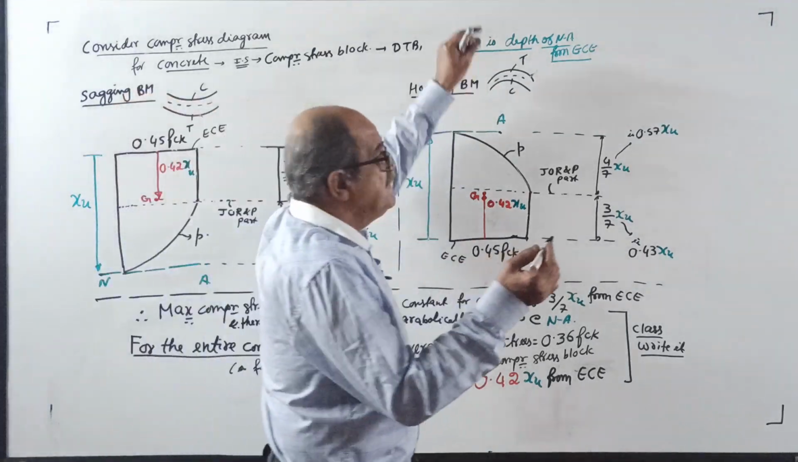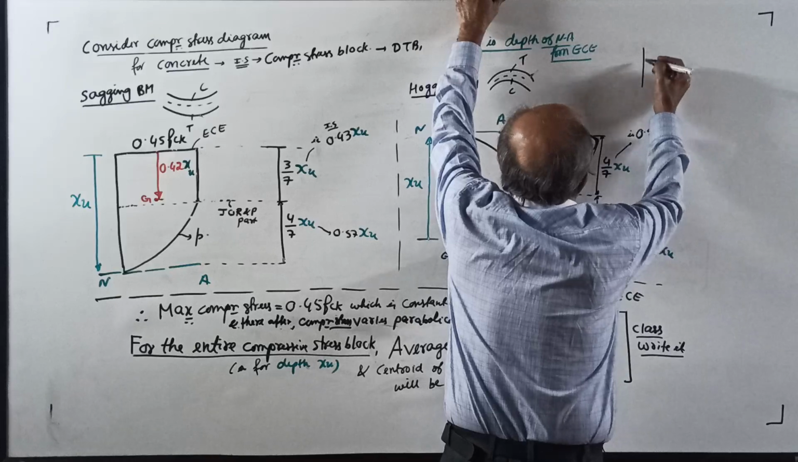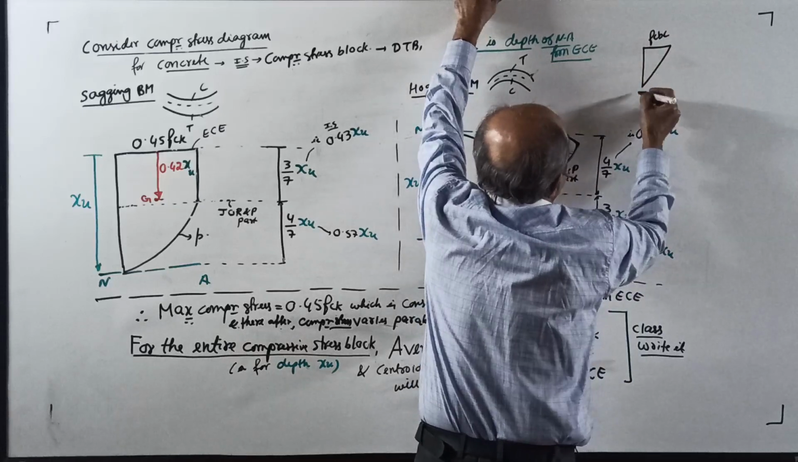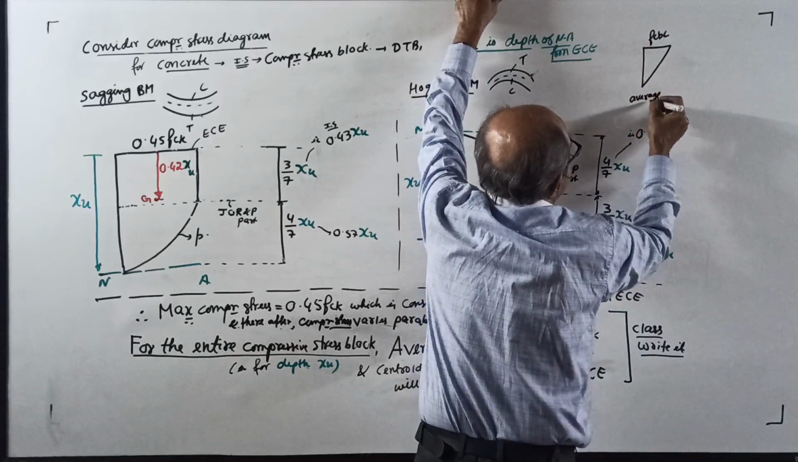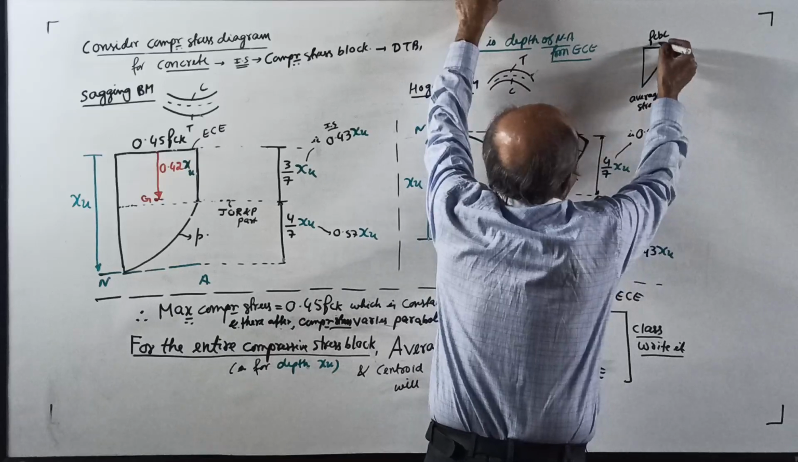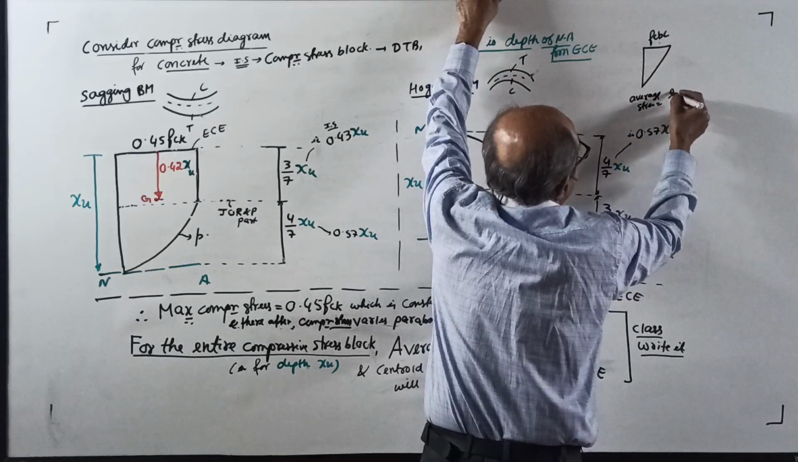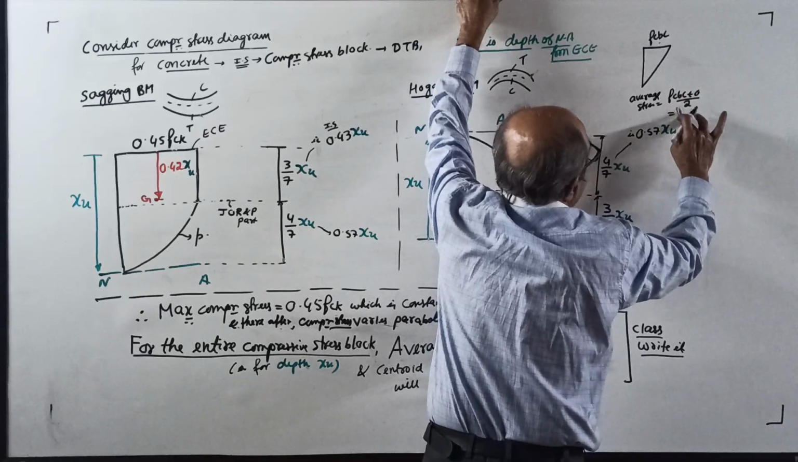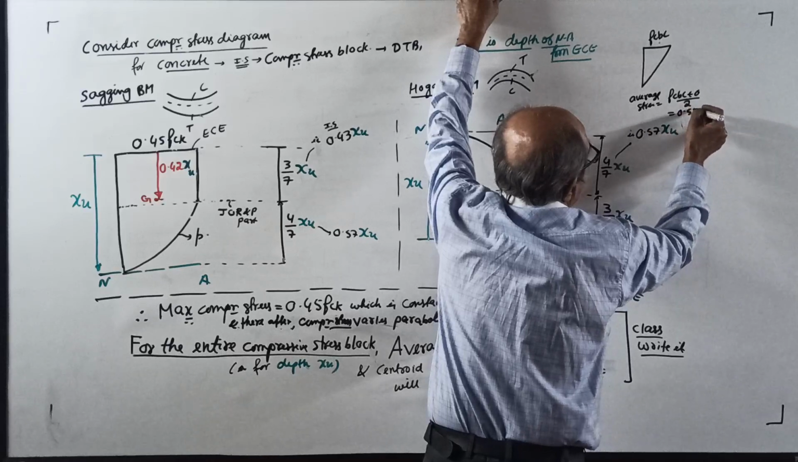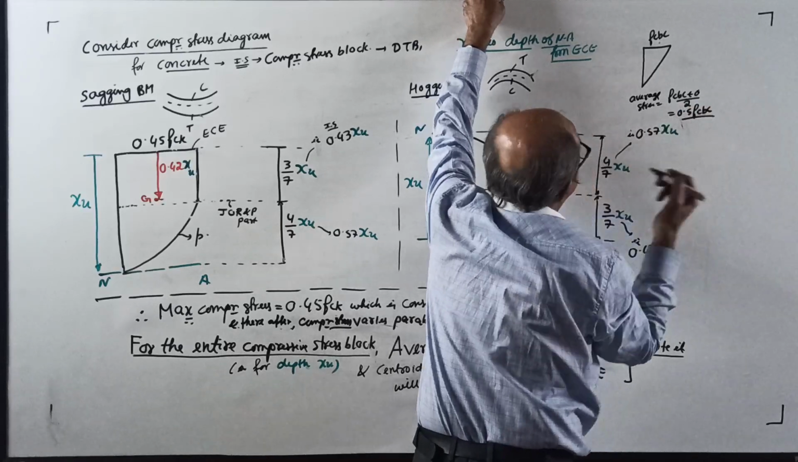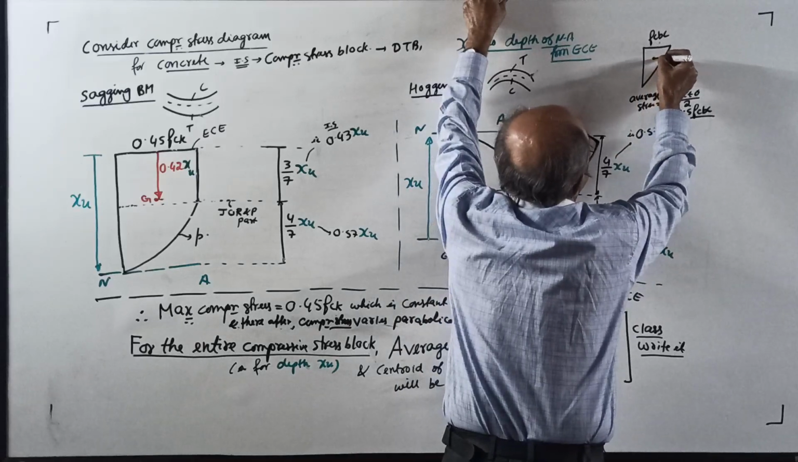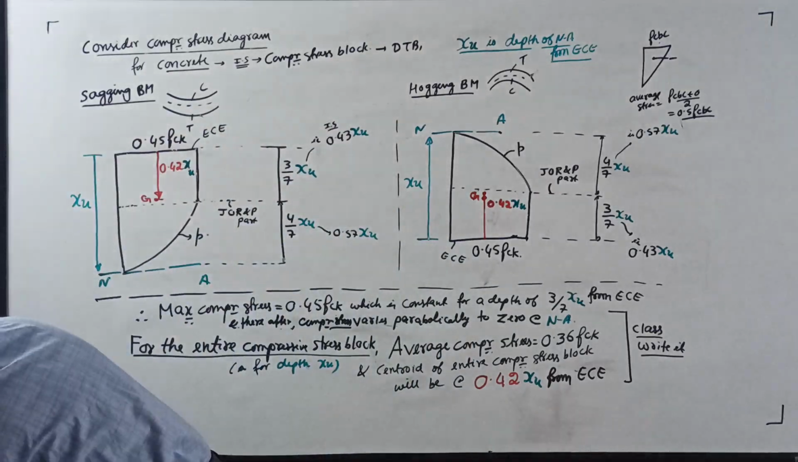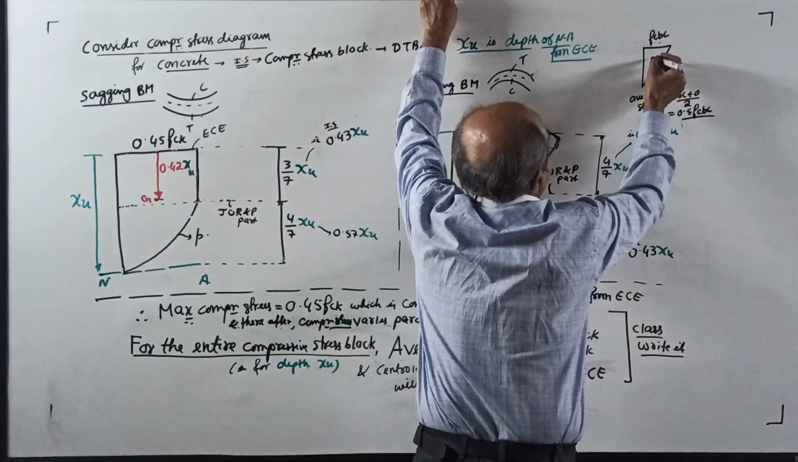Working stress method, just a note, it was this way. This is FCBC. Average stress at that time was FCBC plus 0 divided by 2, or it is 0.5 FCBC. There you put FCBC by 2. Its centroid will be here. Use red color for the centroid. Its centroid is here, G.